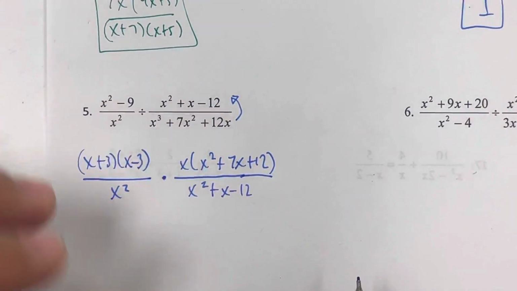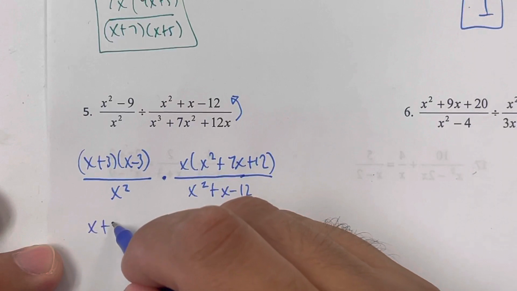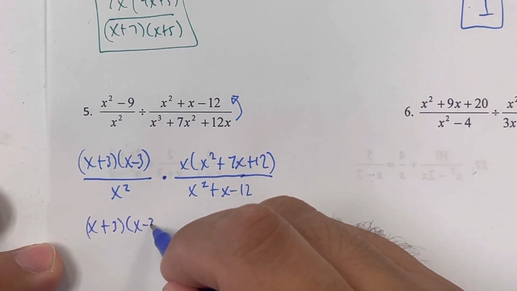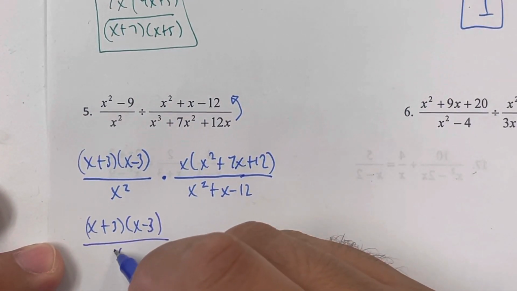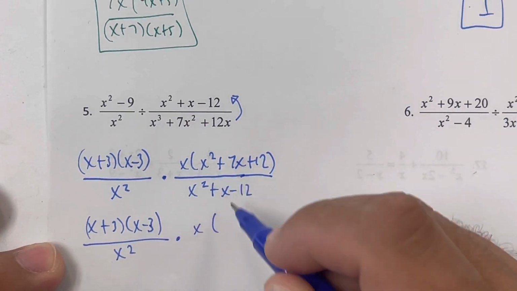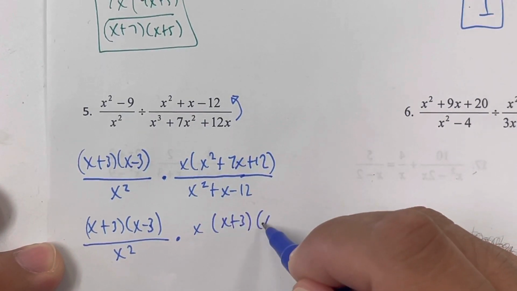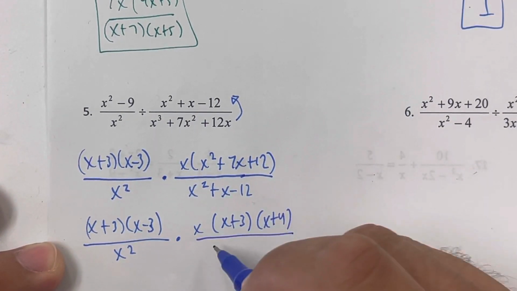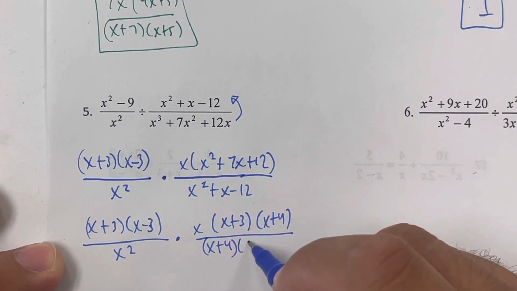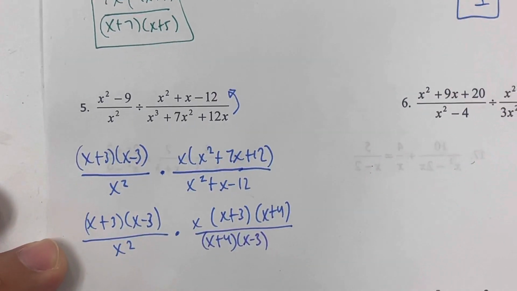So I just flipped it over. Now, this one factors to x plus 3, x plus 4, and this factors to x plus 4, x minus 3.